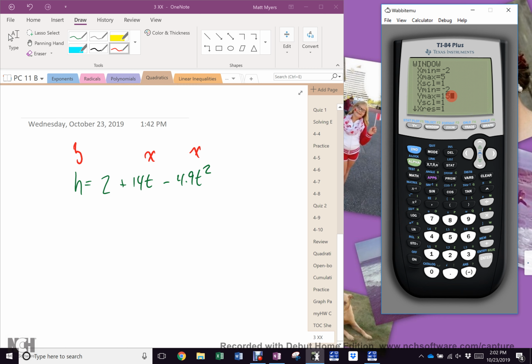So I'm happy there. Now I'm going to push graph. Now look. Now we're in good shape, yeah? Now, we're intelligent people. Looking at that, we can see that this 0 is in the negatives, right? That's useless to us. So which 0 do we care about? That one. Let's go find it, shall we?